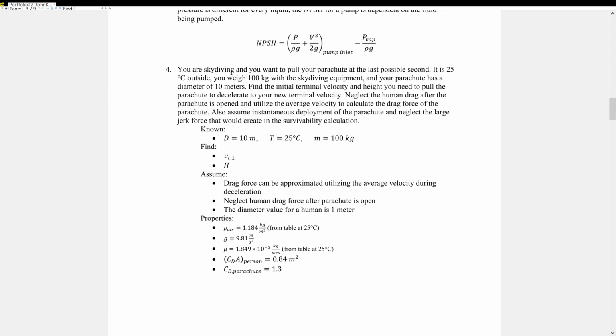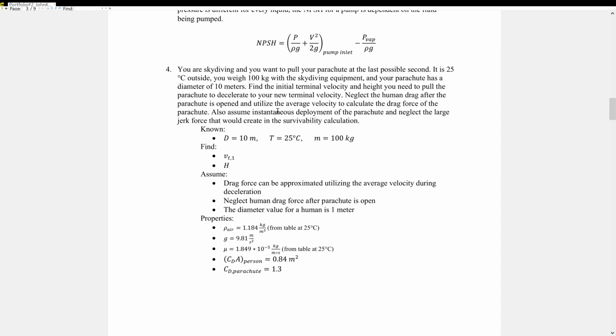For your skydiving, you want to pull your parachute at the last possible second. It is 25 degrees outside and you weigh 100 kilograms with all the skydiving equipment, and your parachute has a diameter of 10 meters. Find the initial terminal velocity and height you need to, and the subsequent height you need to pull the parachute to decelerate to your new terminal velocity. Neglect the human drag after the parachute is opened and utilize average velocity to calculate the drag force of the parachute. Also, assume instantaneous deployment of the parachute, and neglect the large jerk force that this would create in the survivability calculation.